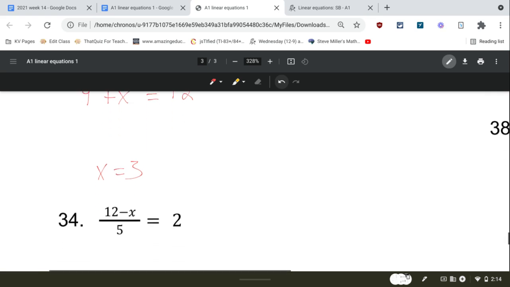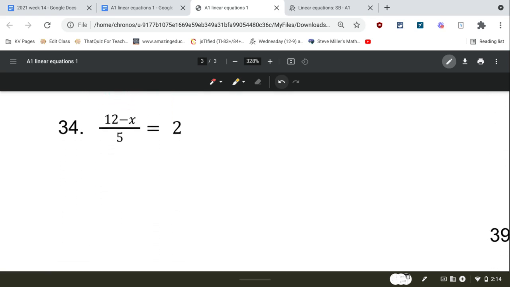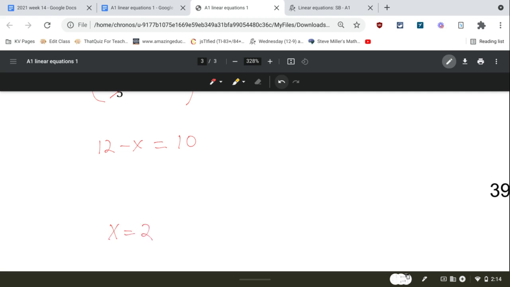Okay, number 34. We're going to multiply by 5 first, so multiply everything by 5. 2 times 5 is 10. And then 5 multiplied by the left-hand side is going to cancel with the division by 5. And so we're left with 12 minus x. Again, this is not super crazy. Just think, 12 minus what number will equal 10? 2. That's your answer. 12 minus 2 is equal to 10.